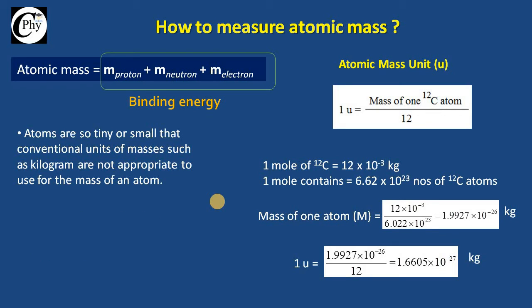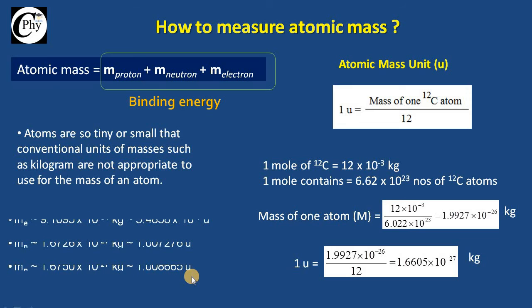Therefore, if we express the mass of electrons, protons and neutrons in terms of atomic mass unit, this will become 5.4858 × 10^-4 u for the mass of the electron. Similarly, 1.007276 atomic mass unit, or u, for the mass of the proton, and 1.008665 u for the mass of the neutron.